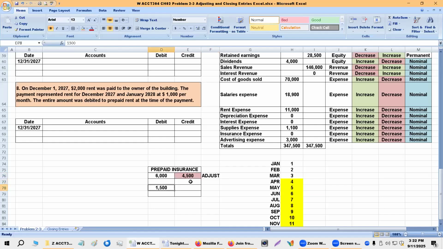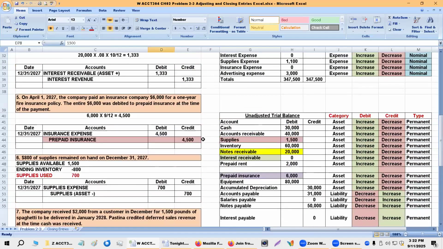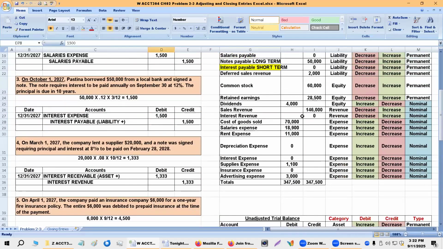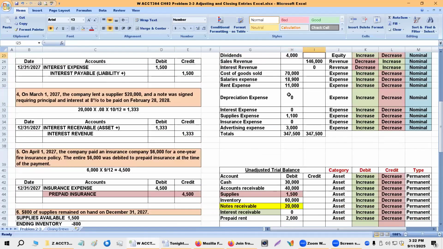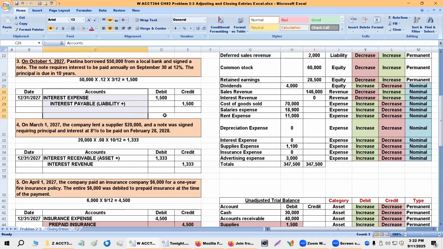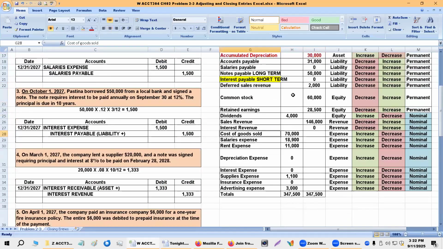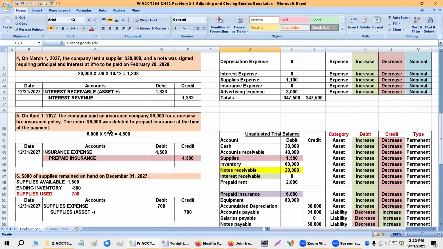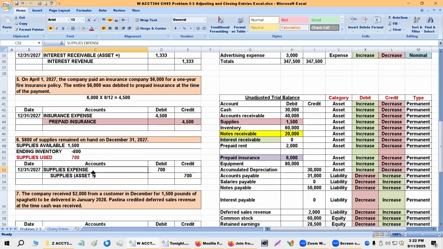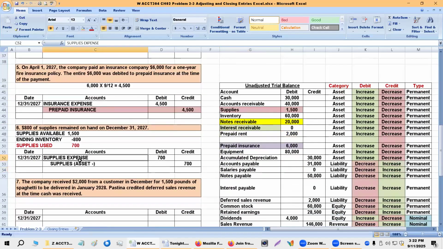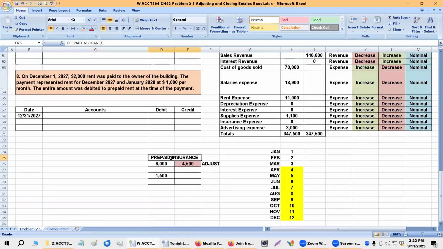And so, if we were to go ahead and post these, I probably should have done that. You probably should do that, but it takes a long time to do that kind of stuff. But if we did post all these into the T accounts, that one would show up as being 1,500 left. And the same thing here. What would this one be? Well, this one would be like this.